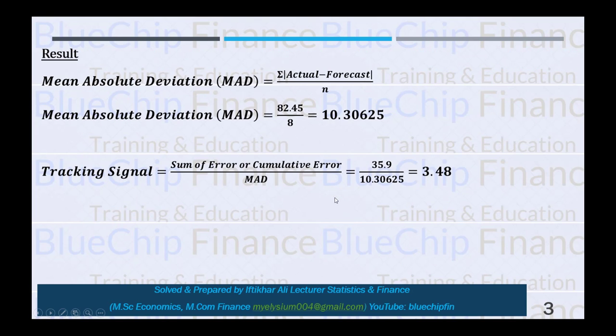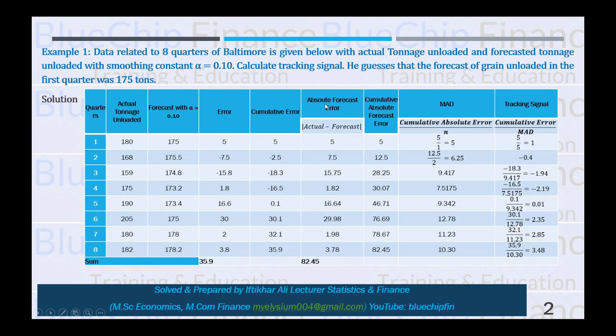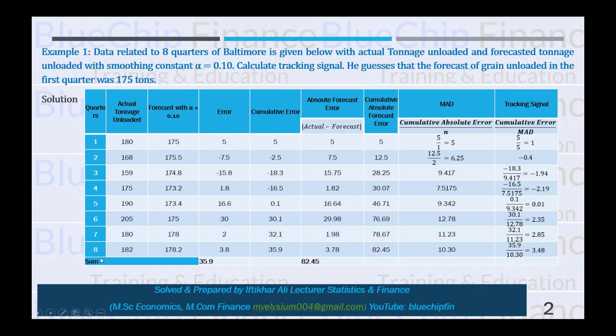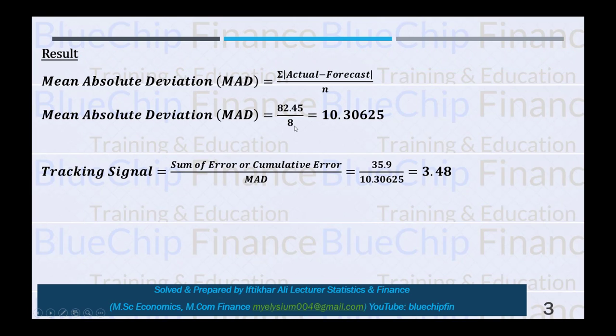From here we can calculate the mean absolute deviation. Mean absolute deviation equals the sum of actual minus forecast, or you can say the absolute forecast error, that is 82.45, divided by n, the time period. There are 8 quarters, so 82.45 divided by 8 equals 10.30625, and that is the mean absolute deviation.